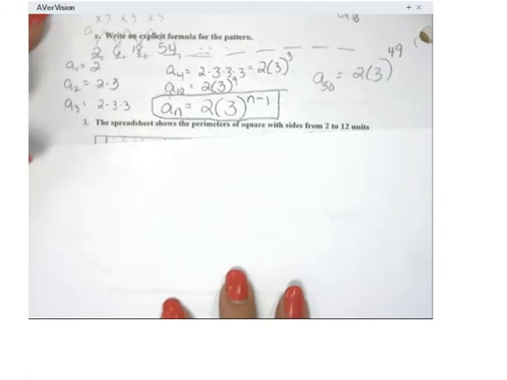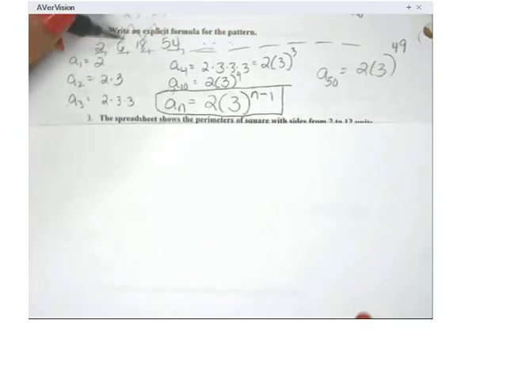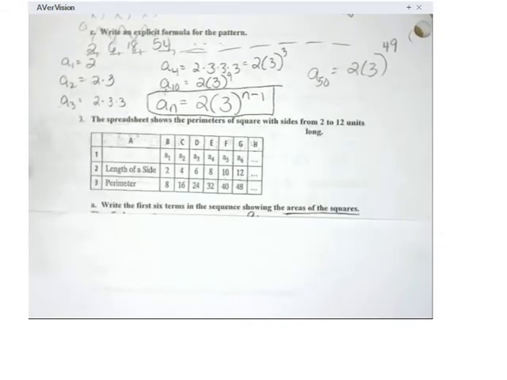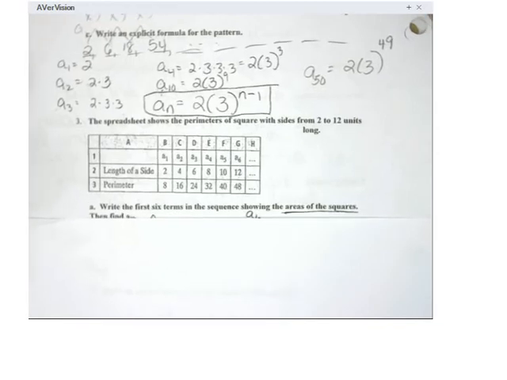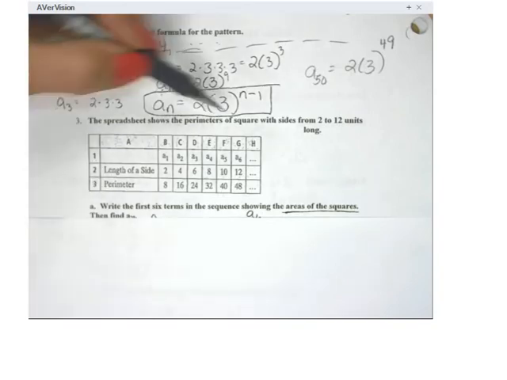And again, you'll have quite a bit of practice with writing explicit rules for this type. Anytime you keep multiplying by the same value repetitively, it's called a geometric sequence. Okay, and then the last thing we're going to look at is this little chart. This little chart has some different area ideas and perimeter ideas for a particular square.